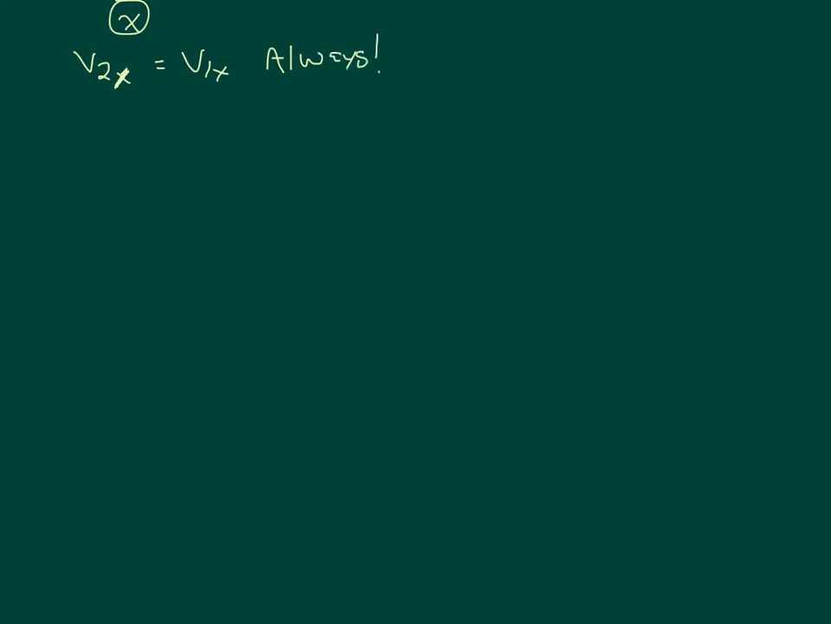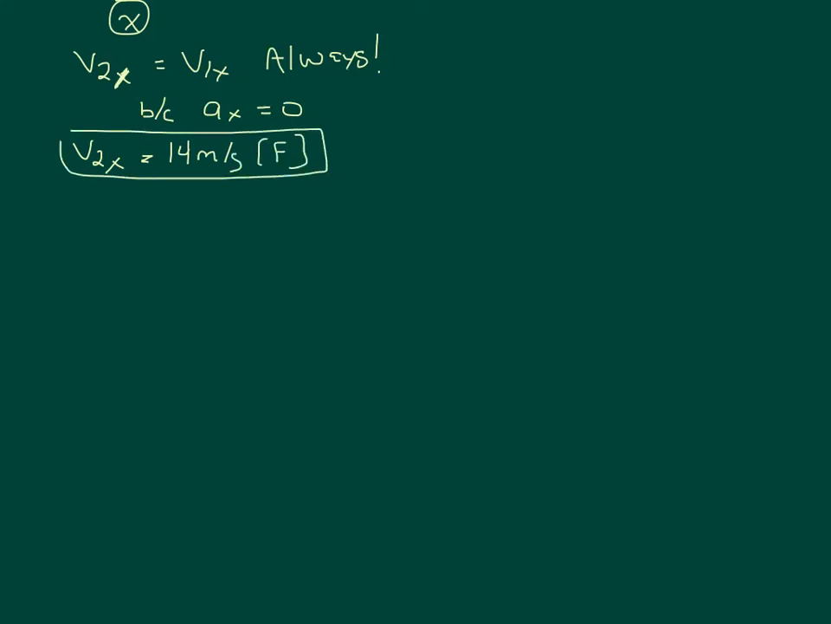Why is that always true? It's always true because acceleration in the x direction is 0. So if you start off going 14 meters per second in the x direction and you don't accelerate, you're going to end up going 14 meters per second in the x direction. So v2x is 14 meters per second. You could again say forwards if you want. There's our x component. That's kind of the easy part.